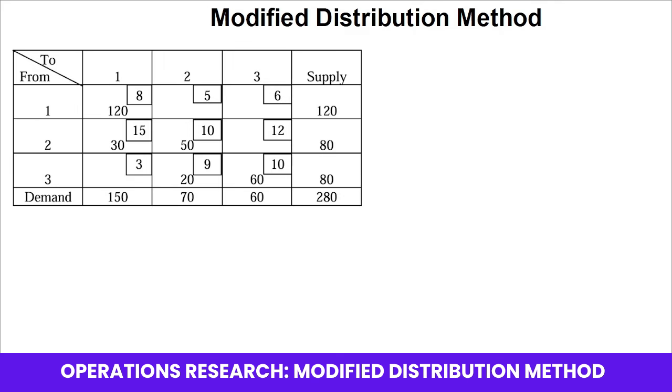In this method, we are going to assign Ui values for each row and Vj values for columns. We assign a value of 0 to U1, the first row. Always remember this: U1 is equal to 0.